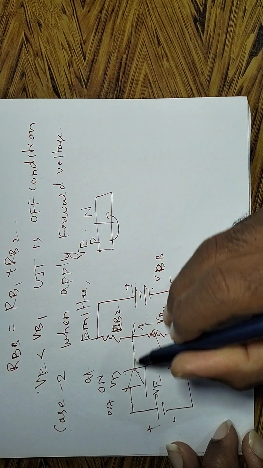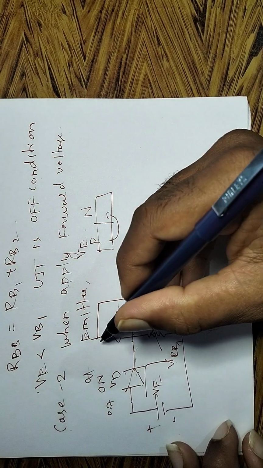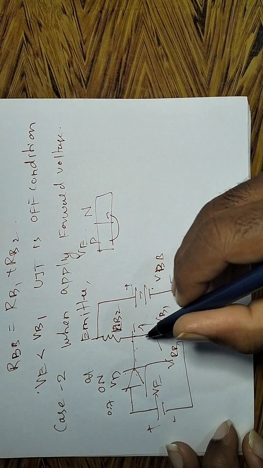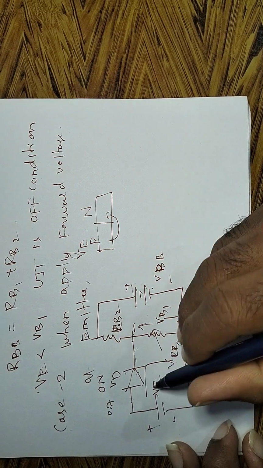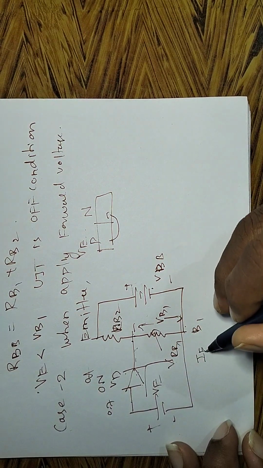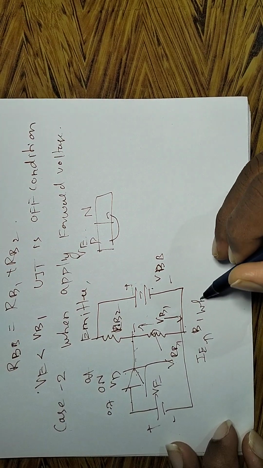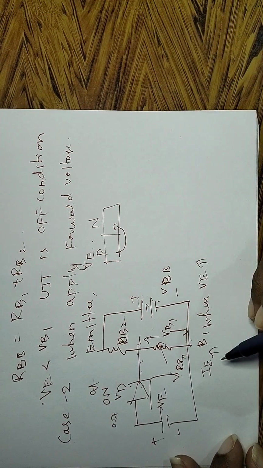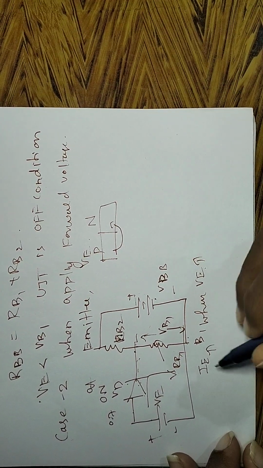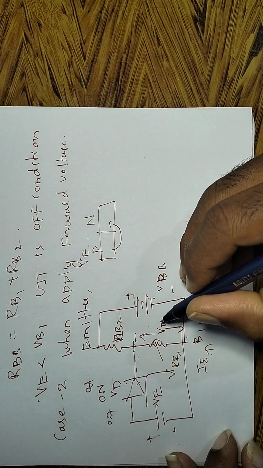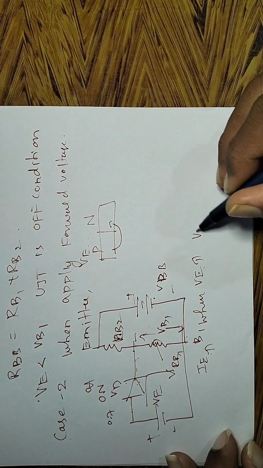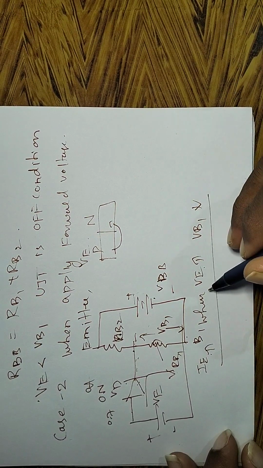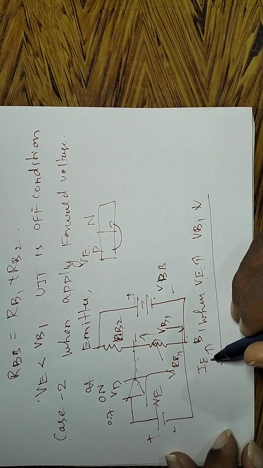These holes are entering from the P region into the N region. RB2 pushes back, and these holes move towards this region. Because of this region, it increases current. That is, the IE current increases when voltage VE increases. When the emitter voltage increases, IE current increases. Then what about VB1? VB1 decreases. So this is the condition. When emitter voltage increases, IE current increases.